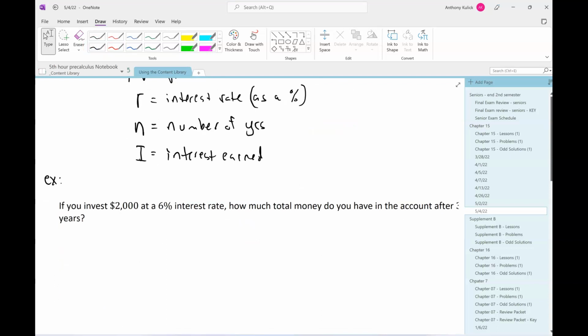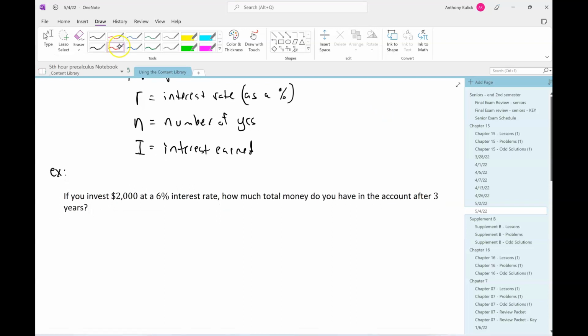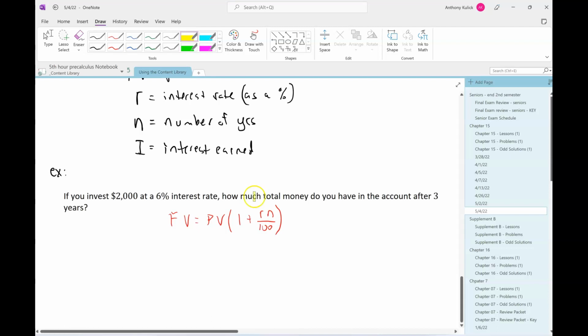Okay, it says if you invest $2,000 at 6% interest rate, how much total money do you have in the account after 3 years? Well, this is a simple interest problem. So we'll use the simple interest formula. What is it asking us to solve for here? Okay, and that would be which variable? That'd be the FV, right? It's a future value. Okay.